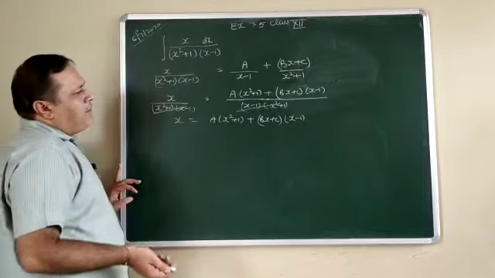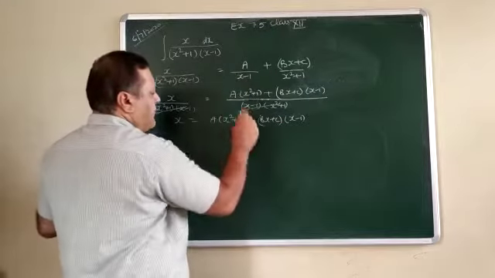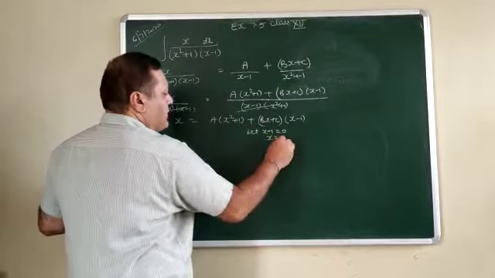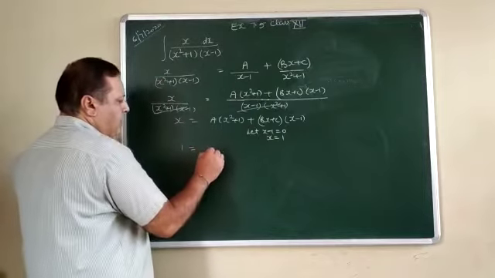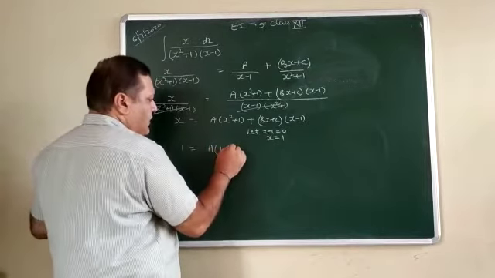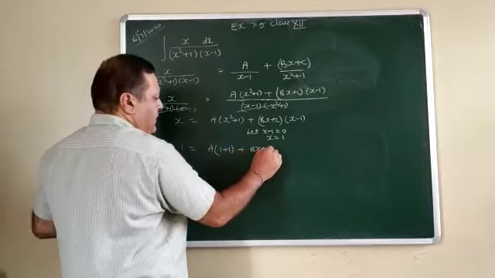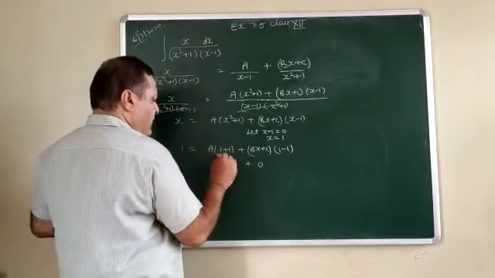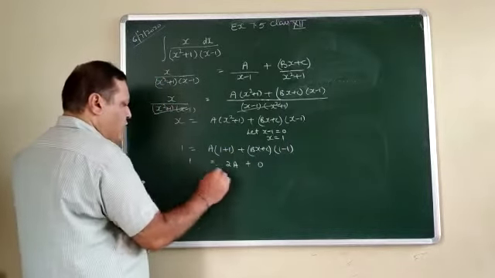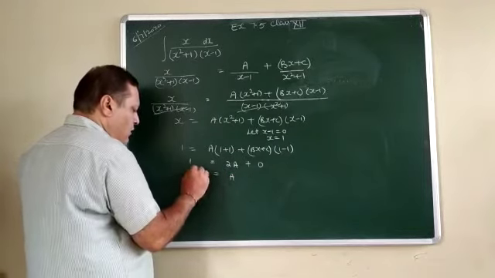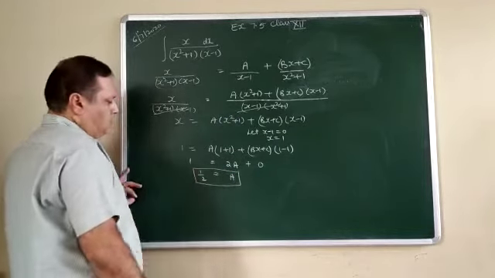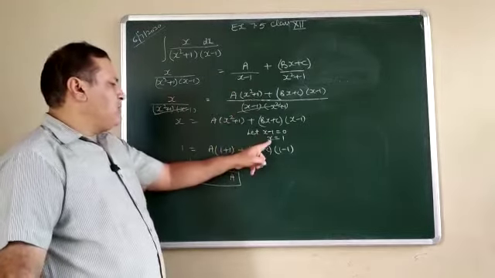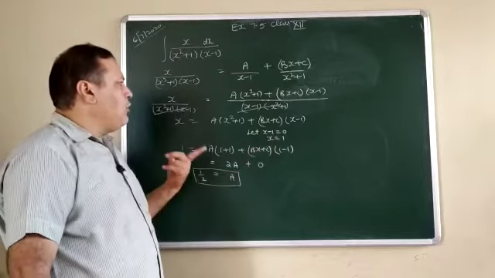Now to find the value we substitute, first of all this linear function. Let x minus 1 is equals to 0, then x is equals to 1. 1 is equals to a into 1 square plus 1, plus bx plus c into 1 minus 1, that is 0. It is 2a is equals to 1, then a is equals to 1 by 2. Now the important thing, we have only one linear factor, so we substitute the linear factor equals to 0 and get the value of one constant.